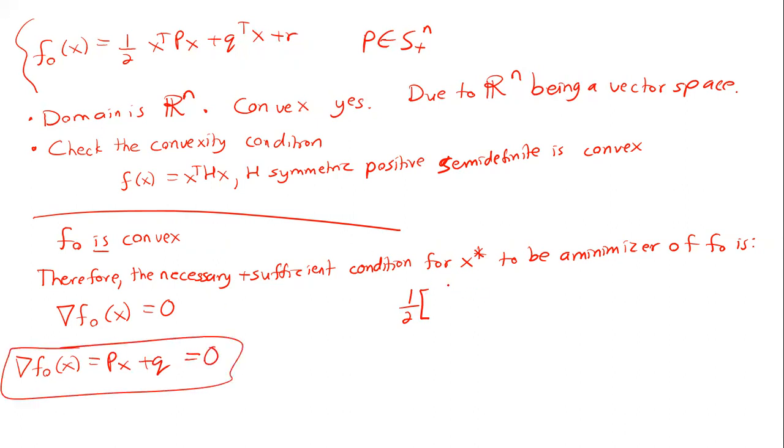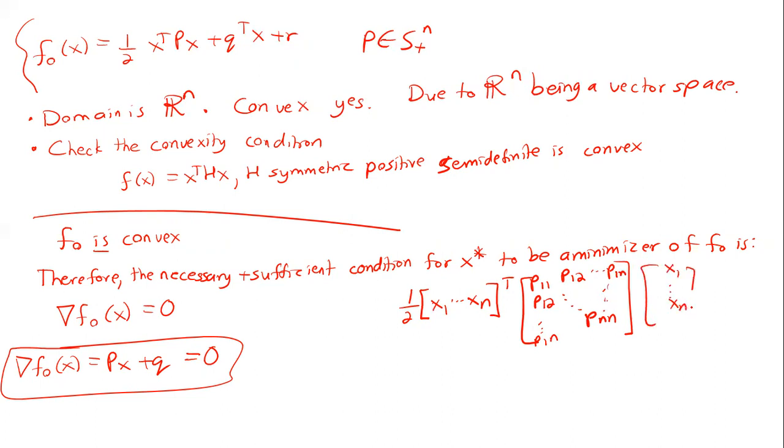But you say, how do you know that? Okay, you can convince yourself of this by writing it out. So remember that this matrix P is symmetric right here. What this means is that P12 is reflected over the diagonal. This will go to P1n and this will go to P1n and so on and so forth, and you can fill out all the entries in here. Then this will be x1 to xn, and then we'll say plus q1 to qn, and then x1 to xn plus r.